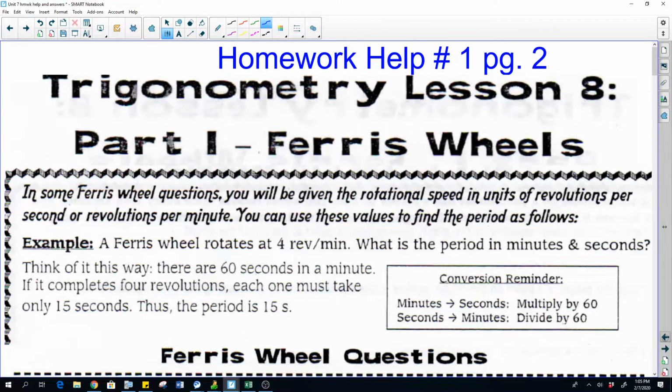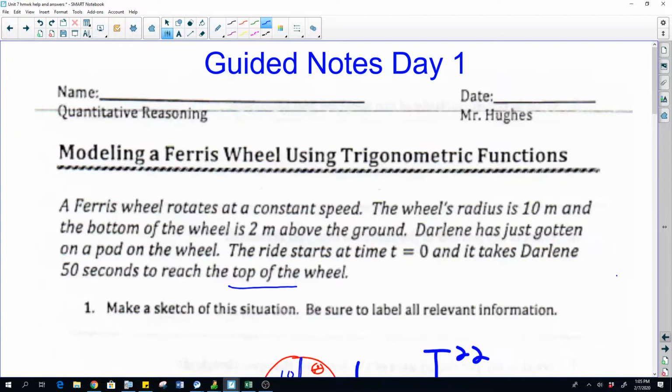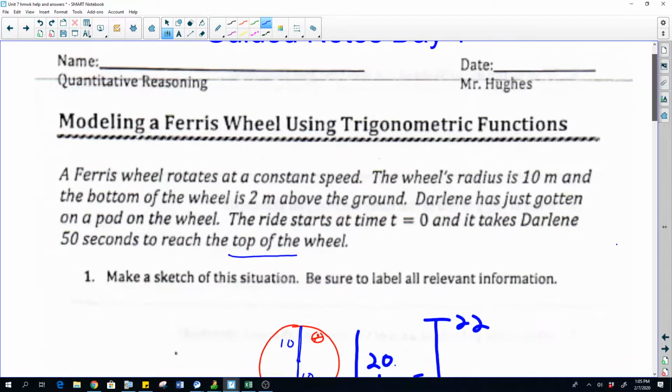So we're doing Ferris wheels, so I thought I'd make this video to help you. Starting off with our guided notes today to make sure we really understood this.